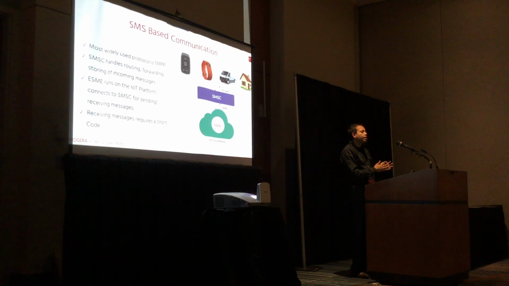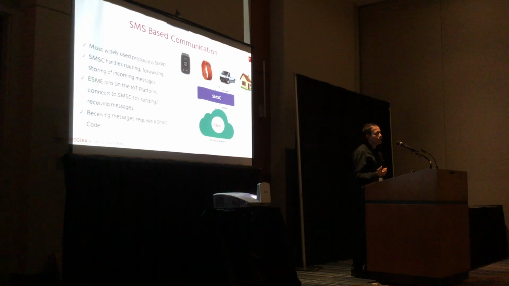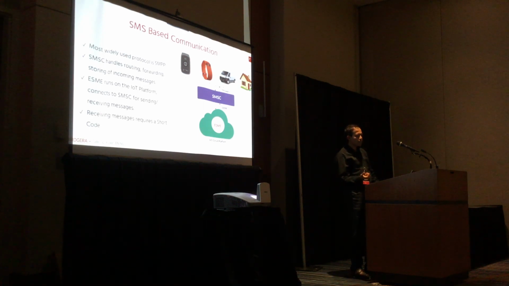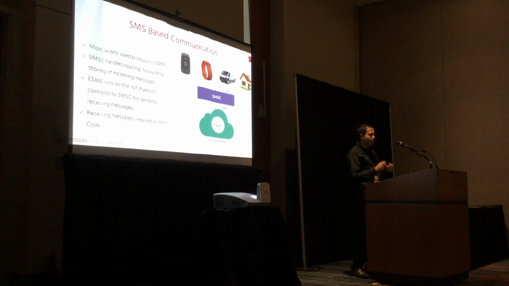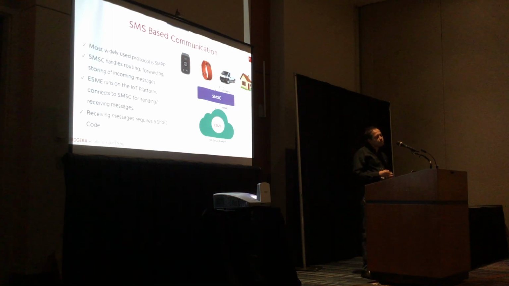You can also use SMS communication to get the response back from the device. For that, you need to get a shortcode from your telecom carrier. If you get a shortcode from a telecom carrier and put that in your platform, and then program the device to send the response back to that shortcode, then the devices can send. So that's the way you can implement SMS-based two-way communication, back and forth, between your device and platform.